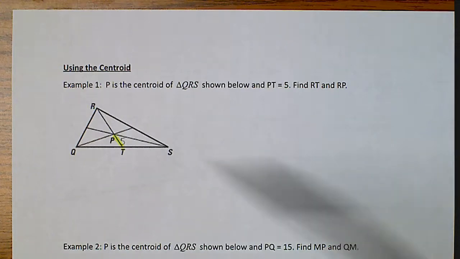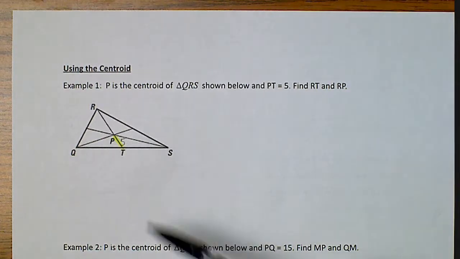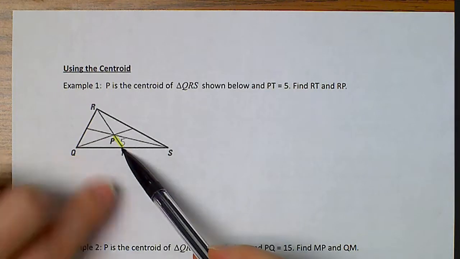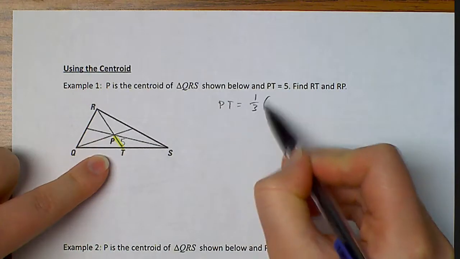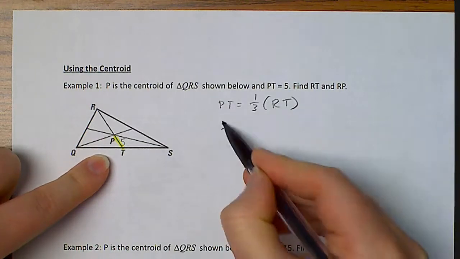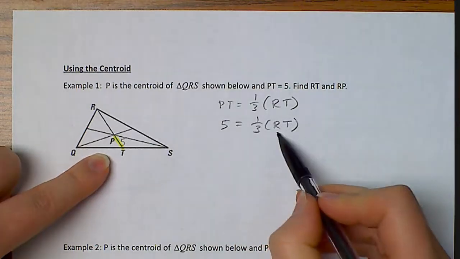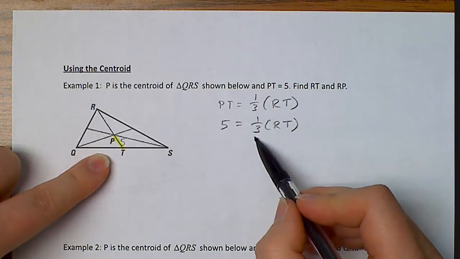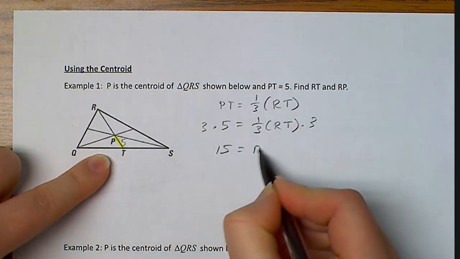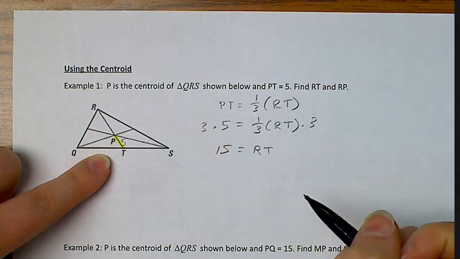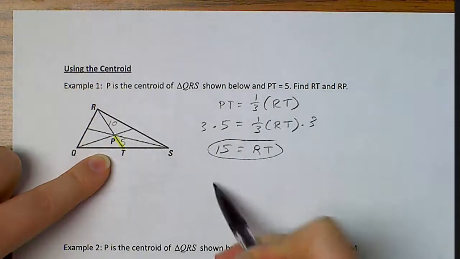So if PT is 5, and P is the centroid of this triangle, we know that RT is then going to be a median. So if PT is 5, I know that that is 1/3 of the total. So PT equals 1/3 of the total. So PT is 5. I could solve for the total by getting rid of this 1/3. So I always do the opposite and multiply both sides by 3. So my total has to be 15. So if my total is 15, and this is already 5, that means that RP must be 10.